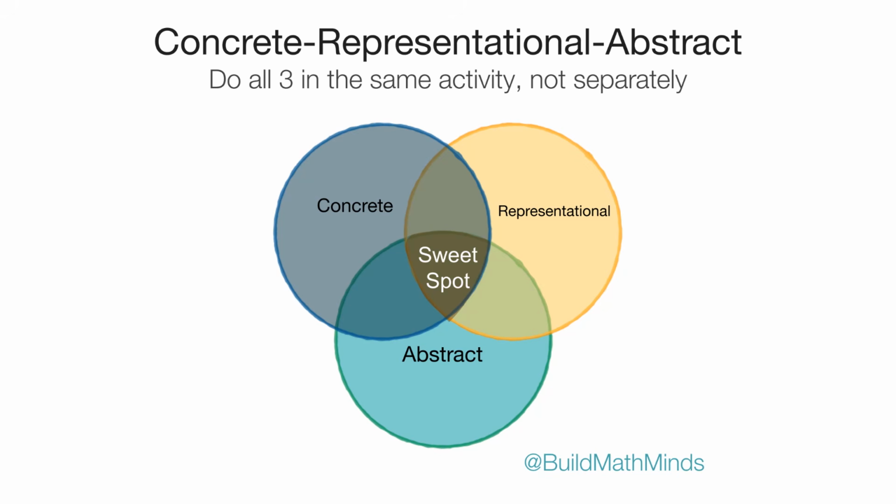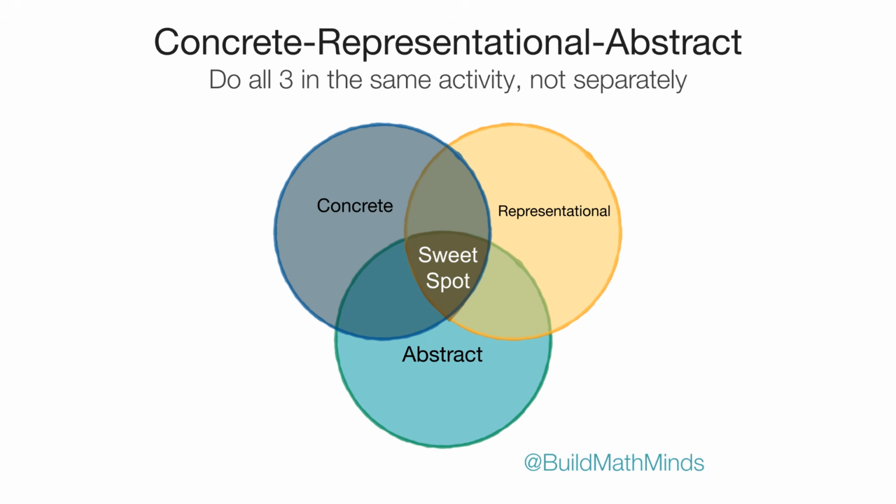If you've been around Build Math Minds for a while, you know I talk about concrete, representational, and abstract. But I don't view CRA as a linear path where you start in the concrete, move to representational, and then move to abstract. That's actually the wrong way to think about it. I see it as a Venn diagram, 3 overlapping circles, and when you hit an activity in the middle, that's what I call the sweet spot of CRA. That's when the magic happens.